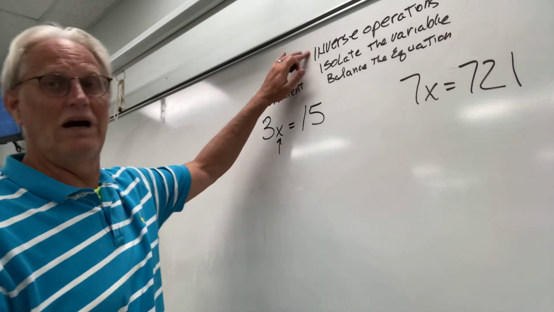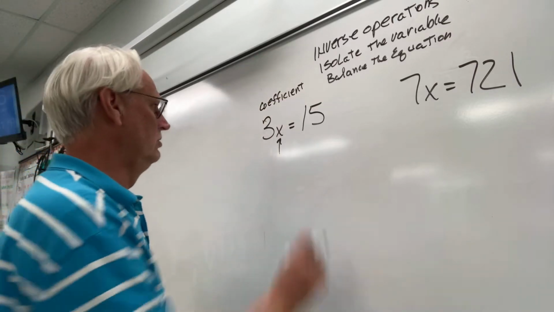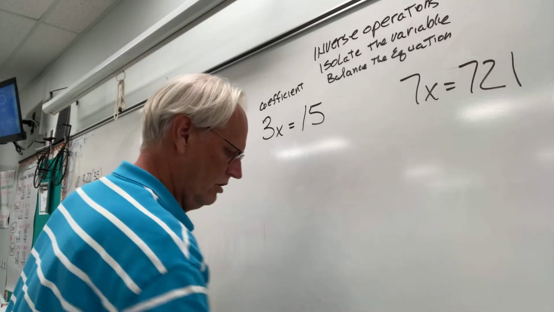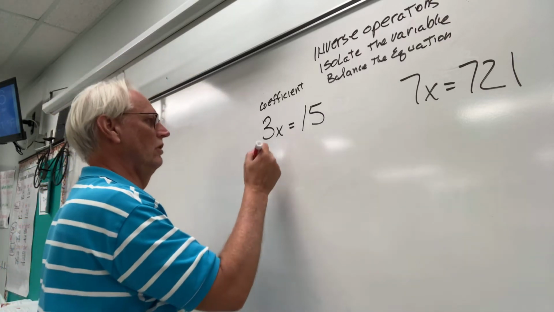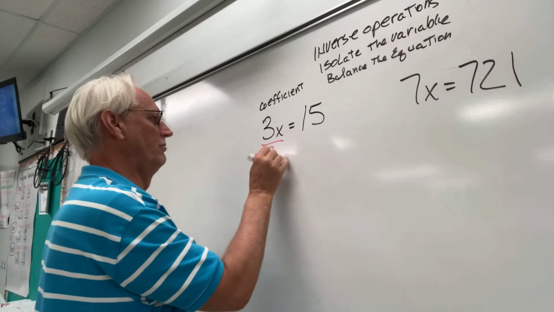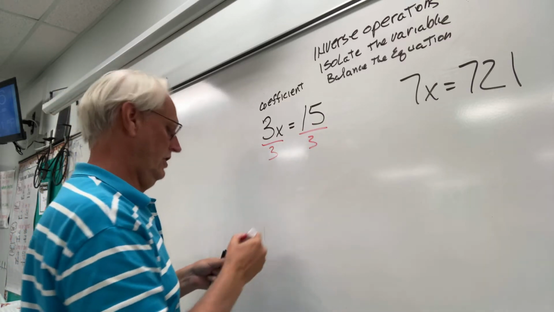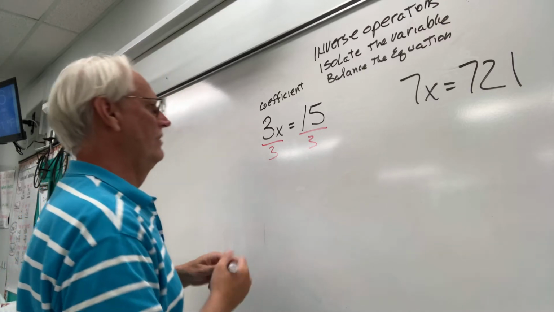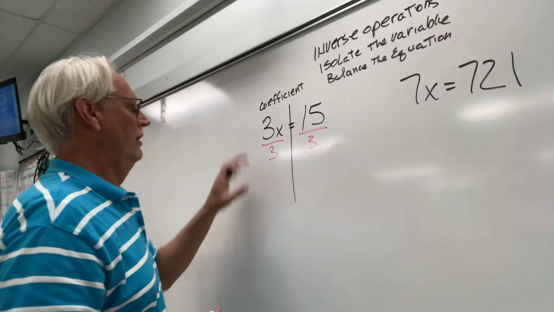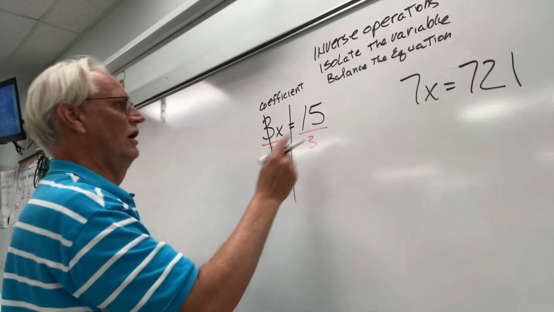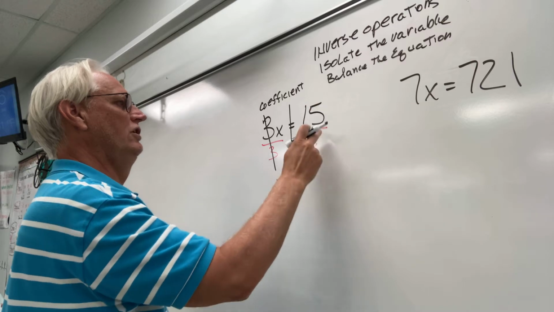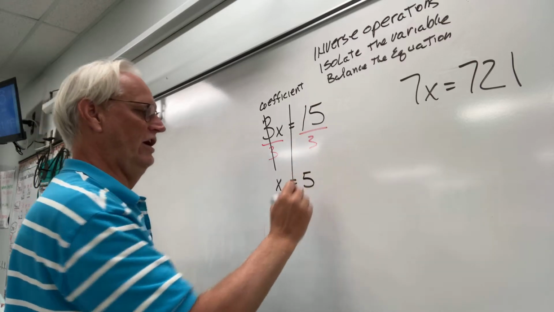And so the inverse operation is to use division, and I'm going to use a different color in order to show that division. So we're going to divide both sides by 3, right? That means I have balanced, and when I cross through this, I've isolated my variable, and then 15 divided by 3 equals 5.